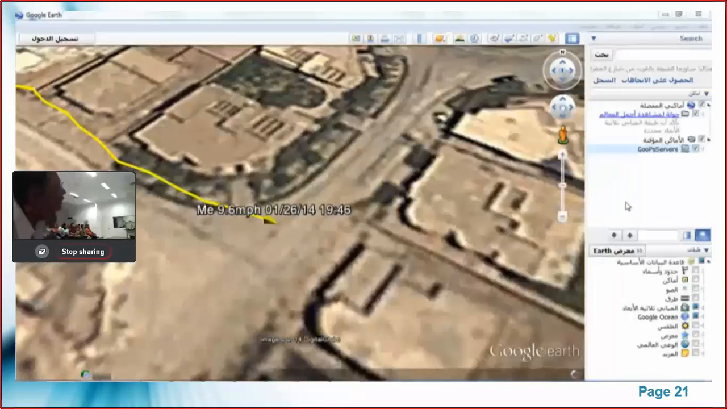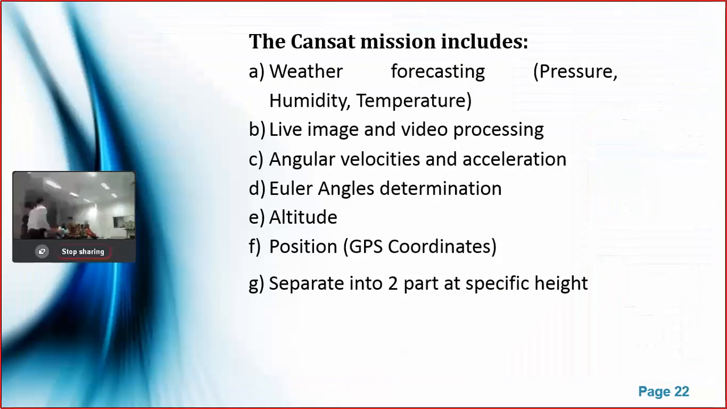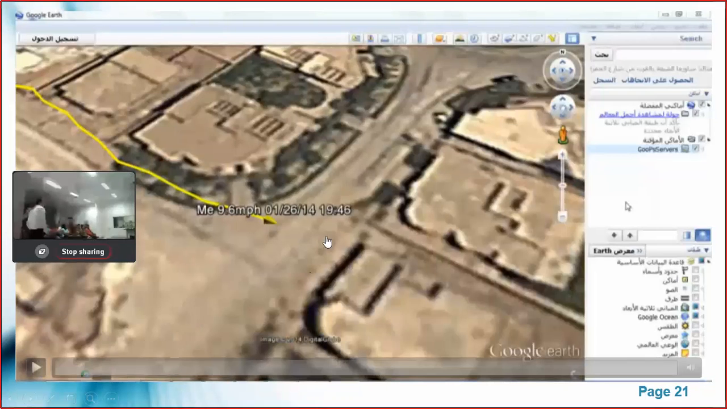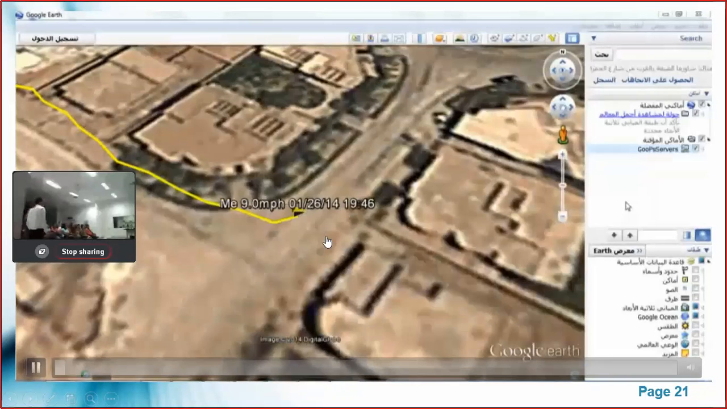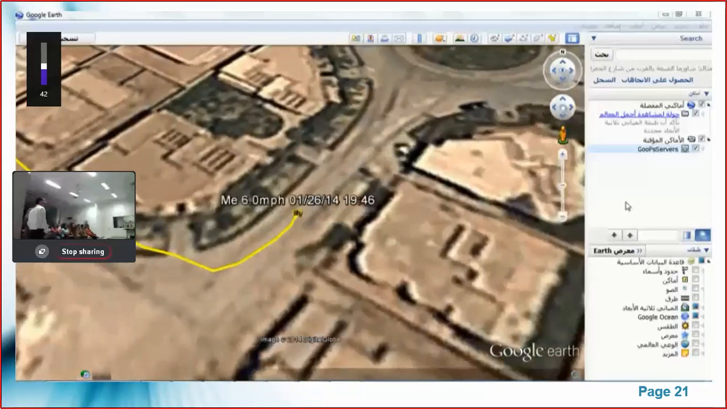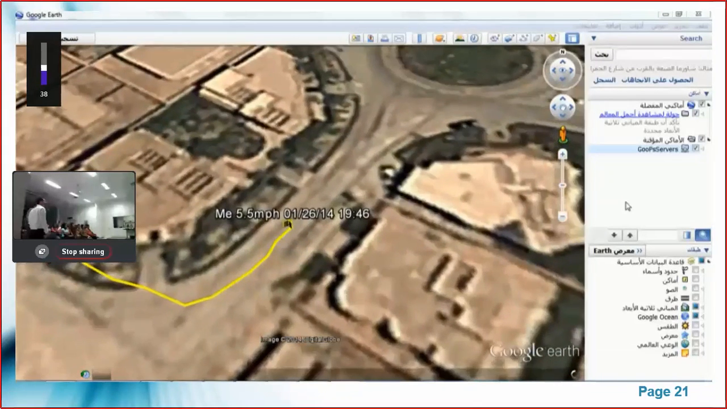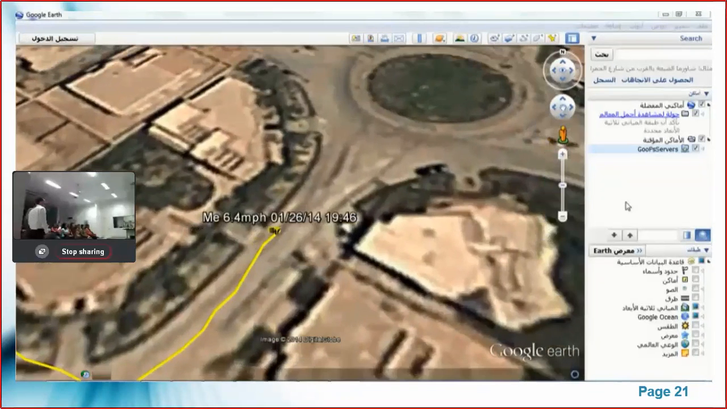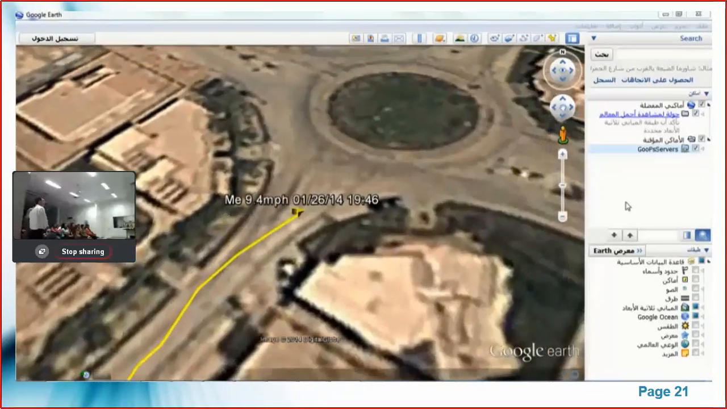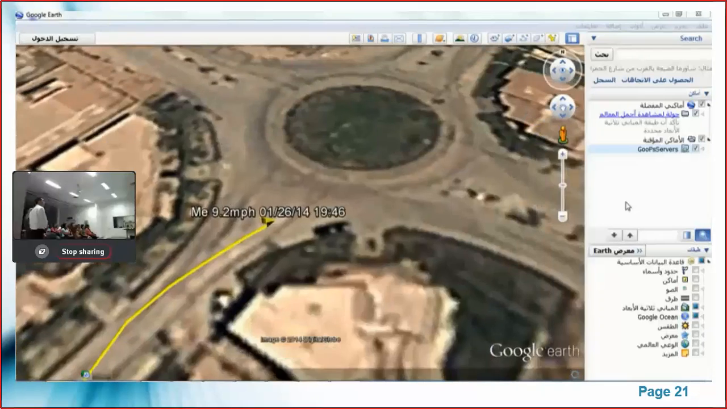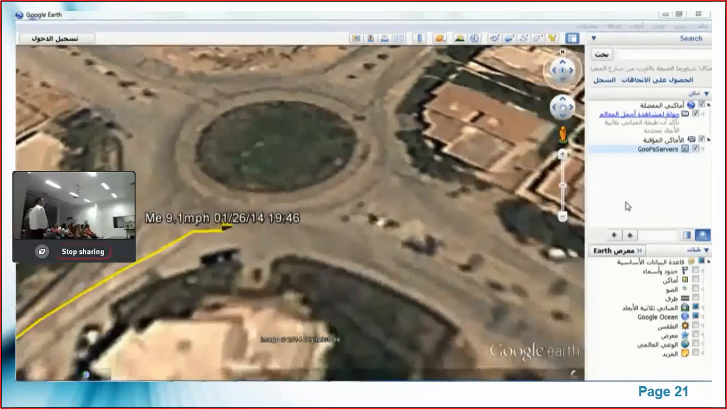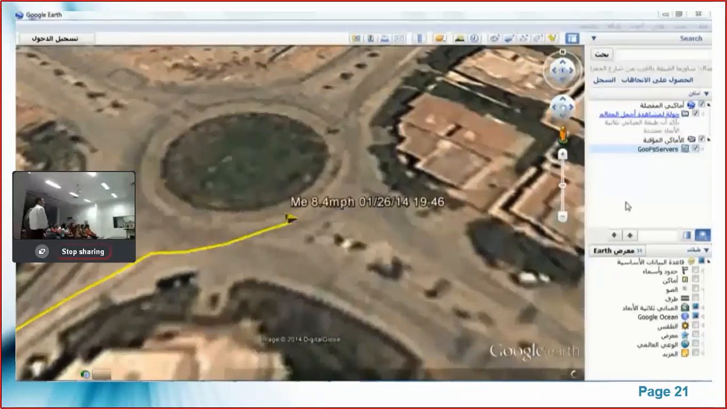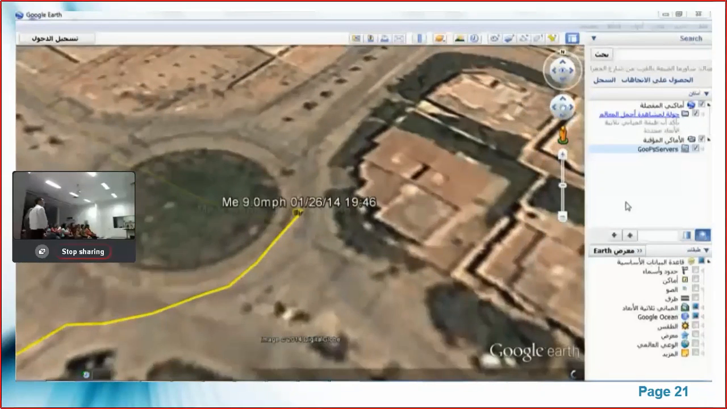Also, this video shows how the position can be determined. This is a real-time processing of the GPS coordinates on the Google Earth application to show which place we are in now and to estimate the speed of the movement in miles per hour.